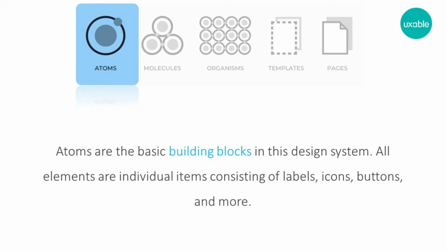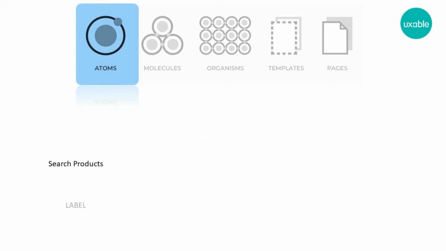So the first one is atoms. Atoms are the basic building blocks in this design system. All elements are individual items or components consisting of labels, icons, buttons, etc. So let's see an example for the atoms. If you see over here, it's the search products as a label. So a label can be anything. So this can be one atom or kind of a component, you can say.